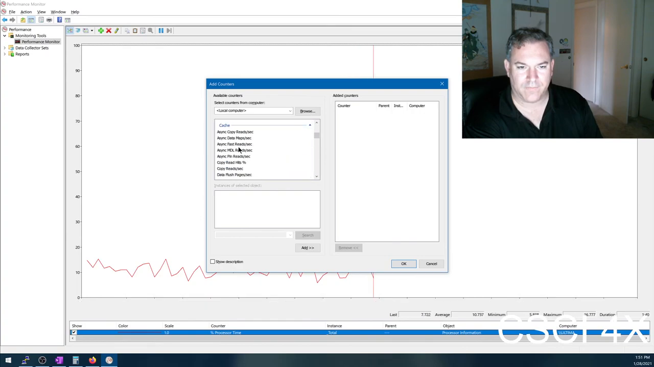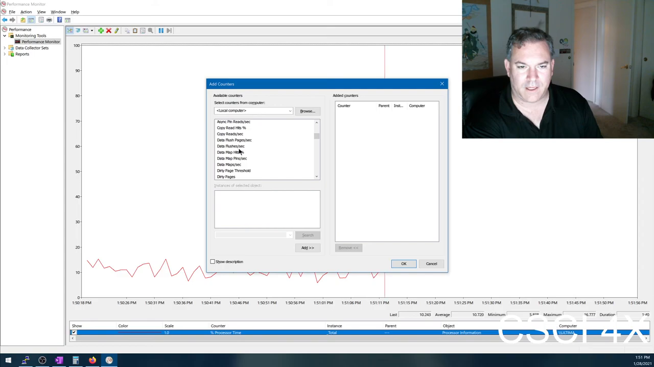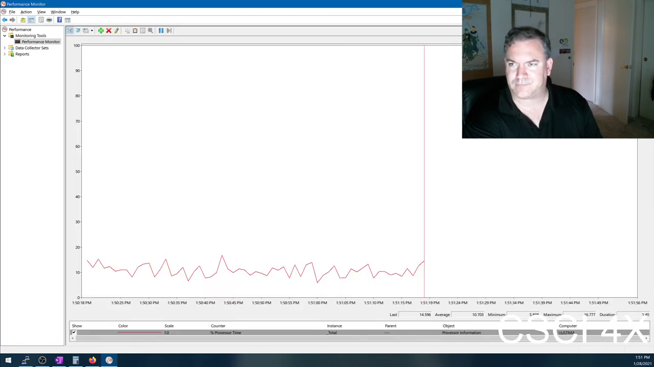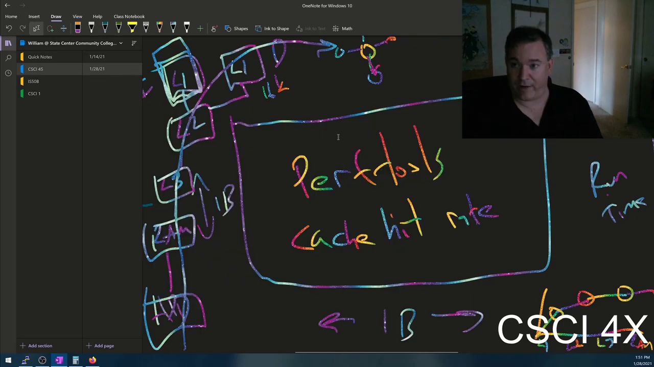Exactly the right thing. Data map hits, data flush, three pages. So we'll learn about virtual memory. You can run those tools and track them over time and things like that.